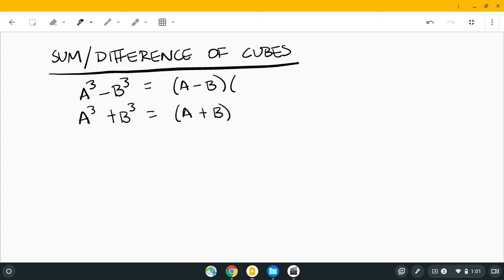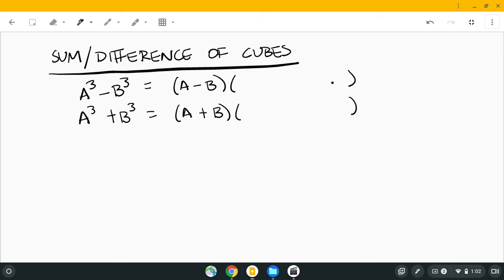So what happens is you end up with a binomial. For both of these, you end up with a binomial here. And your other factor is going to be a trinomial. Okay, so very important that you understand that the second factor here is going to be a trinomial. And they're both very similar. Once you figure out what's being cubed, whatever's being cubed, A, that goes here. Whatever's being cubed, B, that goes here.